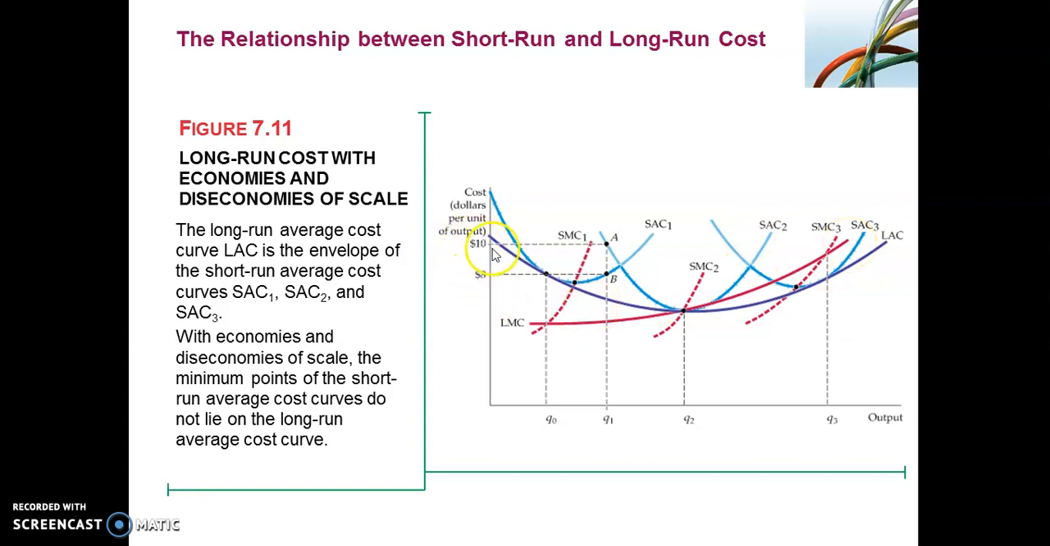In this portion of your long run average cost curve, we see economies of scale in this downward sloping portion. And then as output increases, we see diseconomies of scale. We also find that the minimum points of these short run average cost curves do not lie perfectly on this long run average cost curve.